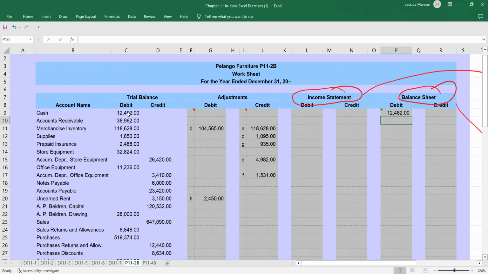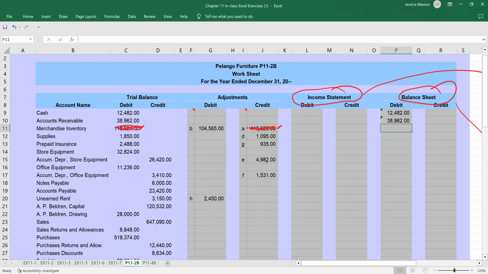So cash is still 12,482. Okay, accounts receivable also did not have any adjustments. Accounts receivable still 38,962. Okay, merchandise inventory did have an adjustment. So again, this was the beginning balance, 118,628, right? That was the beginning balance. And we zeroed that out with this credit. So there was a debit of 118,628. We credited 118,628. So these two canceled each other out.